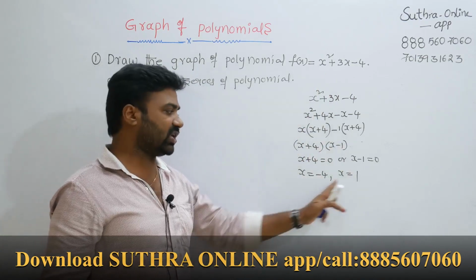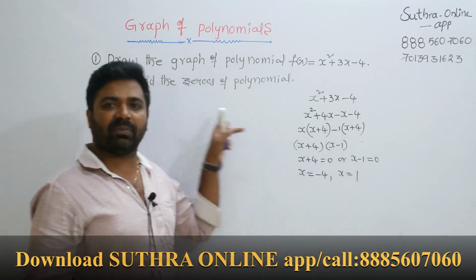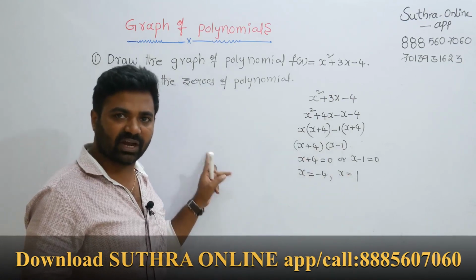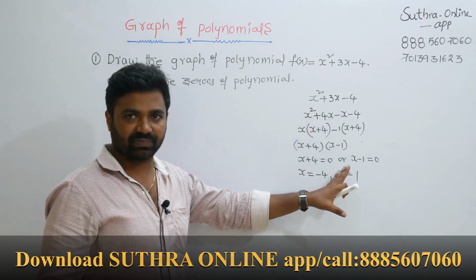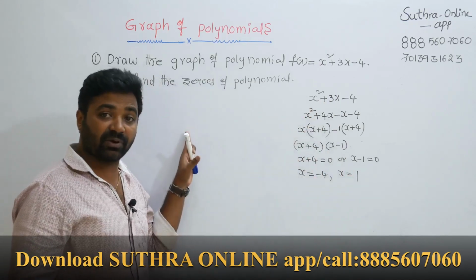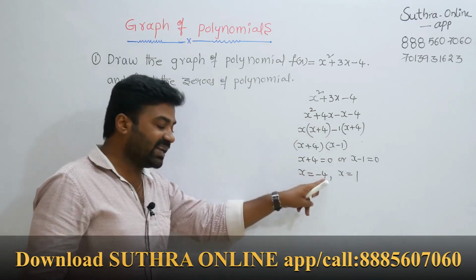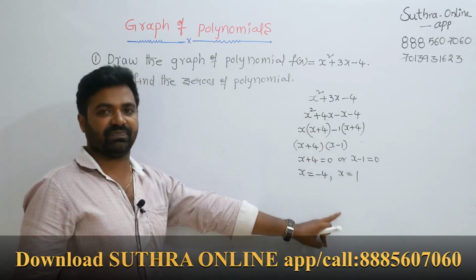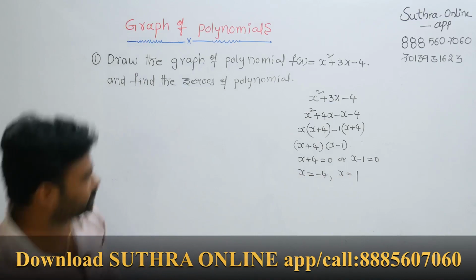Now these zeros we need to find graphically. So this is rough work, it is rough work only. Now we need to find from the graph that the zeros are minus 4 and 1. Okay.